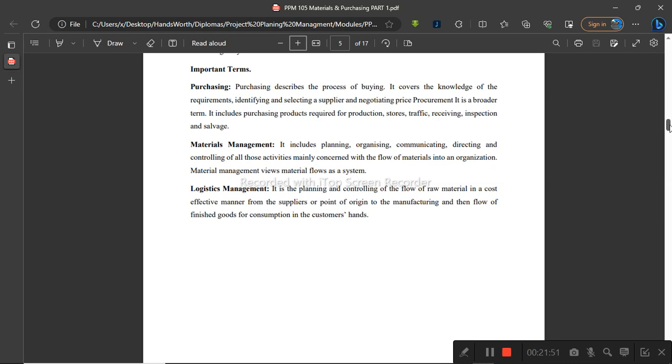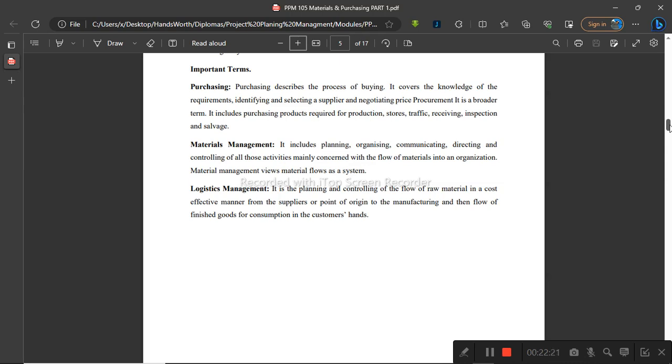However, logistics management is simply the planning and controlling of the flow of raw materials in a cost-effective manner from the suppliers or point of origin to the manufacturing, and then the flow of finished goods for consumption in the customer's hands. So here we are doing just the planning and controlling of the flow of these activities.